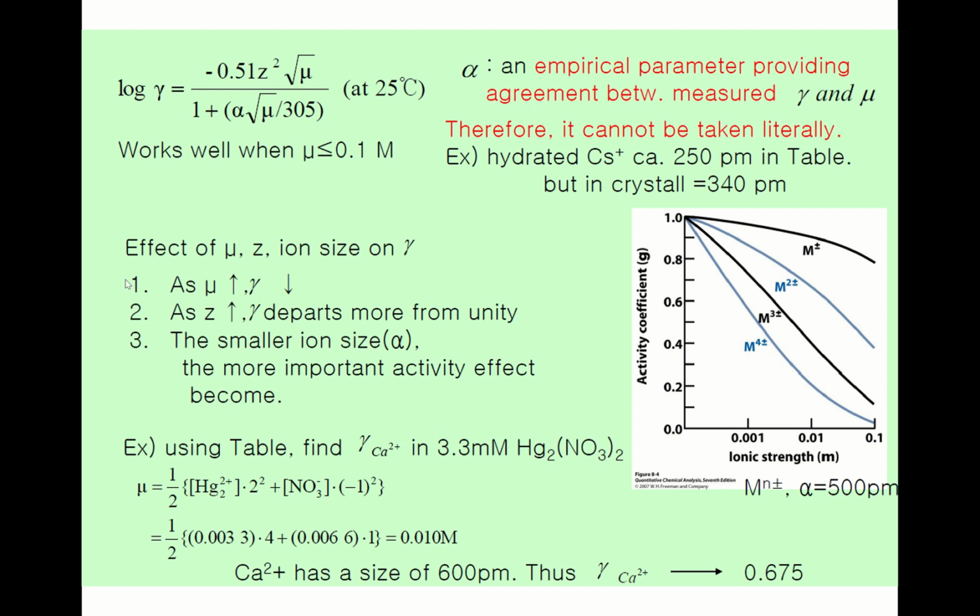So here we can state the effect of ionic strength, charges, and ion size on gamma. As ionic strength increases, gamma decreases. As charge increases, gamma departs more from unity. And for the ion size alpha, the dependence is not very big. The smaller the ion size, the more important the activity effect becomes.